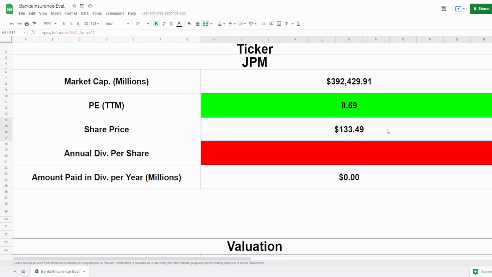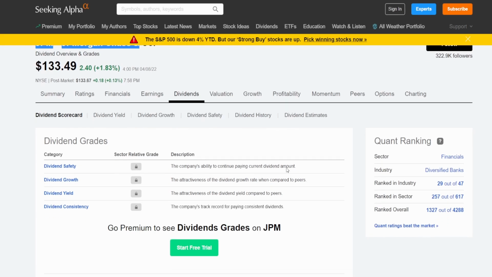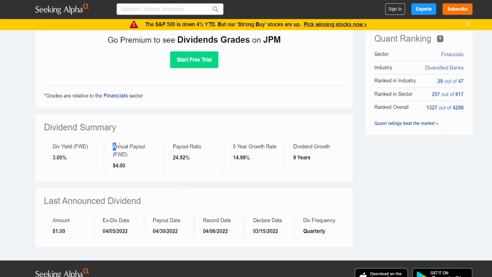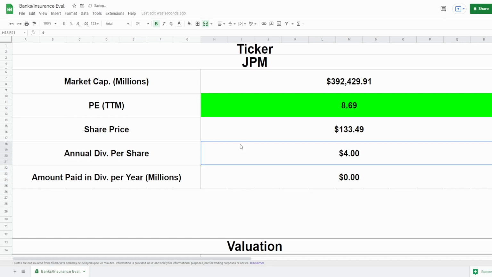Now, with this, we pretty much have a lot of information as it is. However, now we need to actually input the annual dividends per share. And the way we do this is, if we come over here to Seeking Alpha, we put in the ticker symbol JPM, and we come over here to the Dividends tab. We scroll down, and we see that the annual dividends per share is $4. So if we come back to the calculator and we put in $4 for the annual dividends per share, that is essentially everything that we need to do for this part of the calculator.